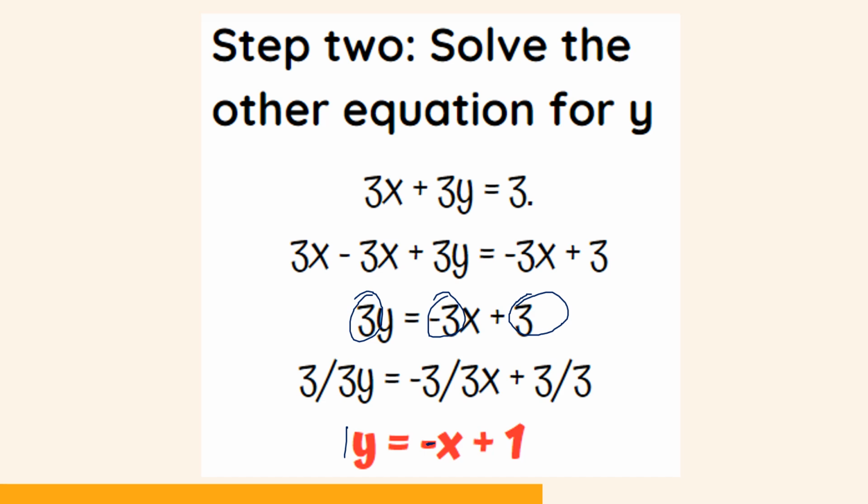3 divided by 3 is 1, so we have negative x, or negative 1x if we wanted to be accurate. And anything divided by itself is 1. So now we have our equation, y equals negative x plus 1. And if you remember, the other equation was y equals x plus 1. Now we're going to set both of these expressions equal to each other, which is step 3.